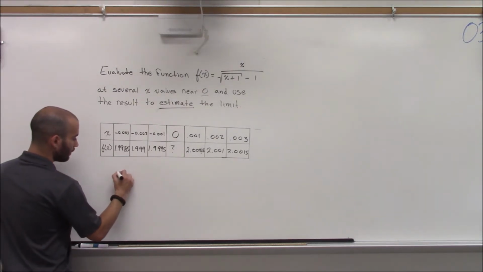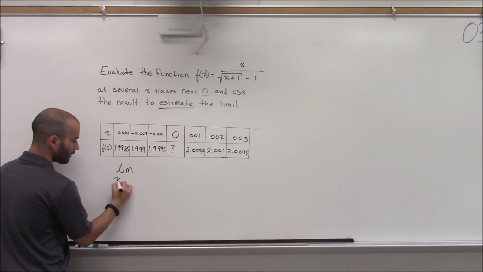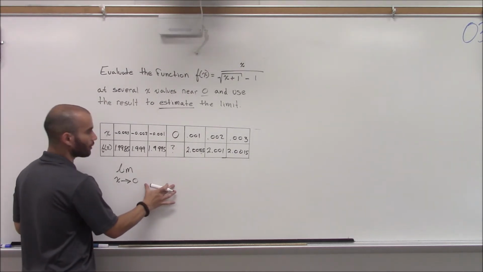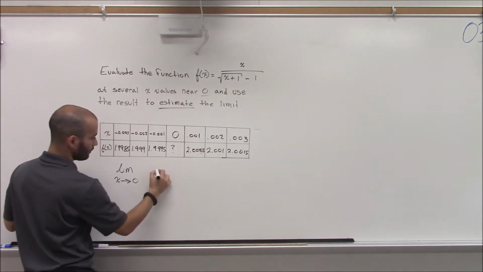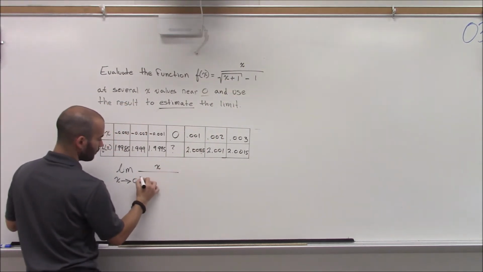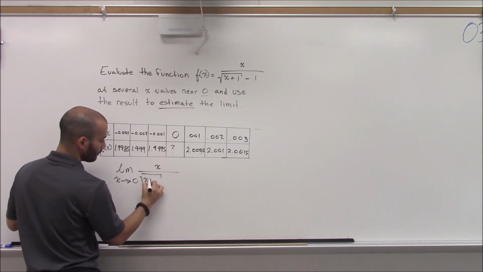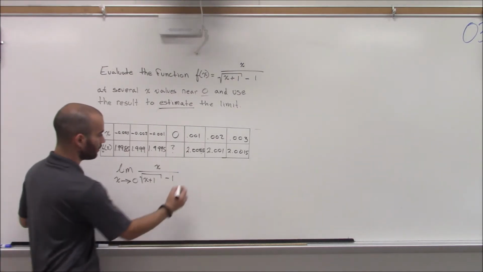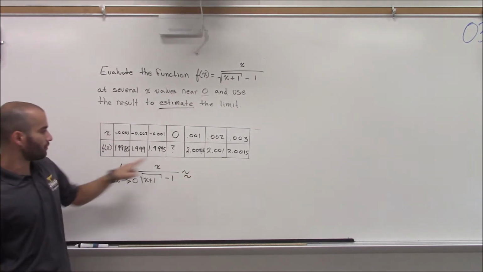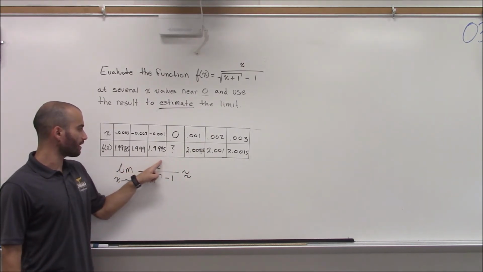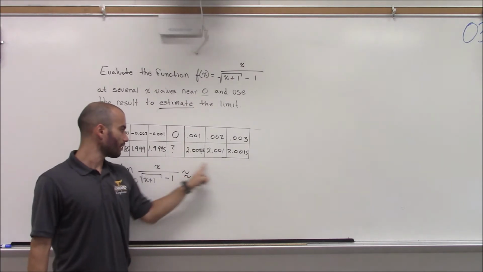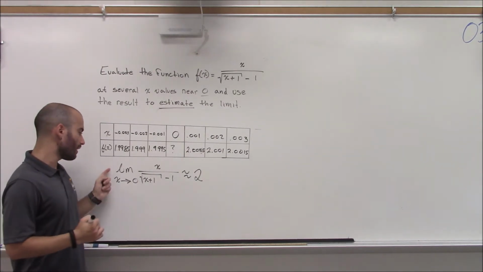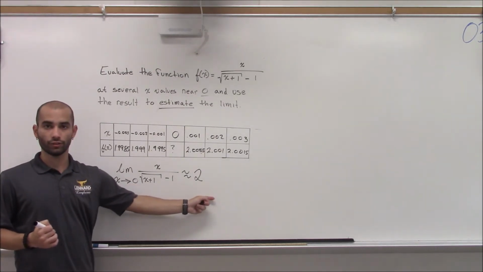So we write the limit as x approaches 0. And then after the limit statement, there has to be a function. So the limit of this function, x over square root x plus 1 minus 1. So the limit as x approaches 0 of f of x is approximately, what values are we approaching? Well, from the left-hand side, it looks like we're approaching the number 2. From the right-hand side, it looks like we're also approaching the number 2. So we can estimate that the limit as x goes to 0 of f of x is 2.